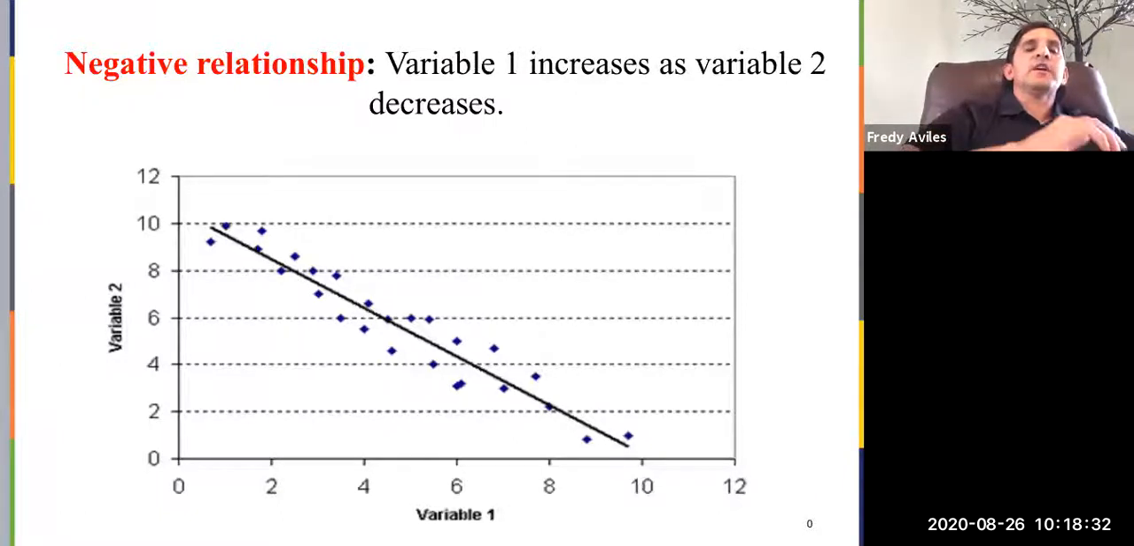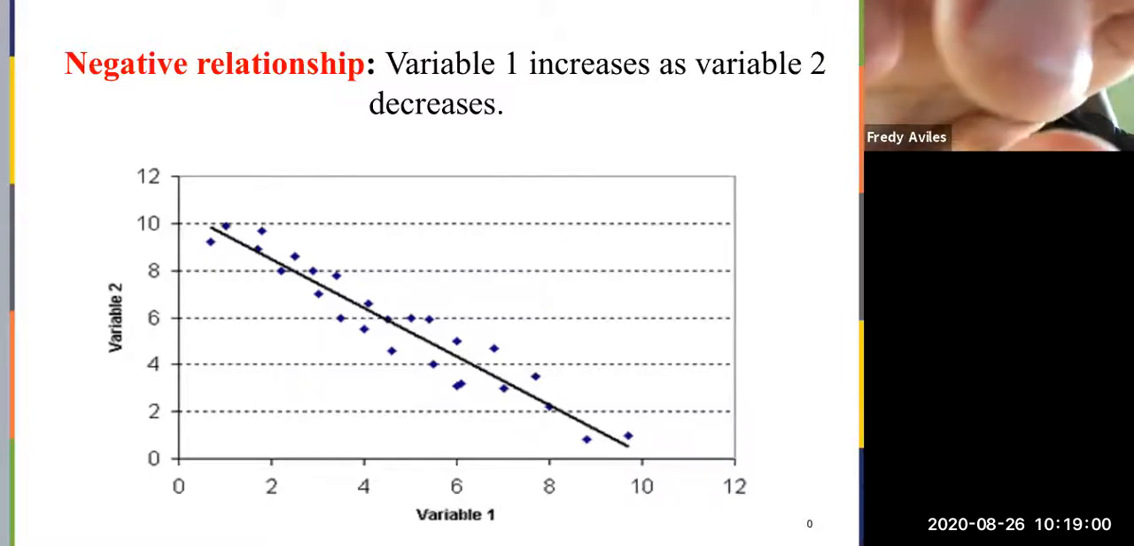Okay, so when variable 1 is low, it's only 2, variable 2 is high, it's 8. We look this way. When variable 1 is high, we look over here. Variable 1 is 8, and now variable 2 is only about 2. So a negative relationship means that one variable is high, the other one is low. That's what that means. And I'll show you some examples in a bit.